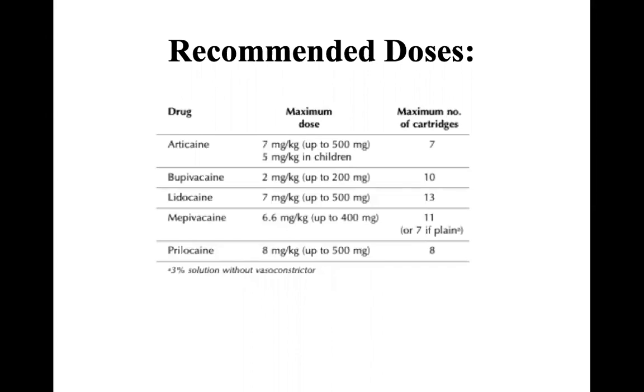This table shows the recommended doses of the most common local anesthetics that are administered. I just want to highlight articaine, bupivacaine, lidocaine, mepivacaine, and prilocaine, especially lidocaine because it's one of the most commonly administered ones. The maximum dose is recommended to be 7 milligrams per kilogram in an adult. This makes up to about 500 milligrams total, and it's approximately 13 cartridges. So to avoid toxicity, it's important to stay within the recommended doses of local anesthetic.